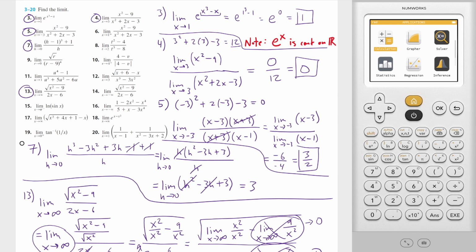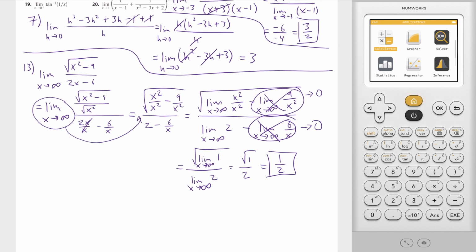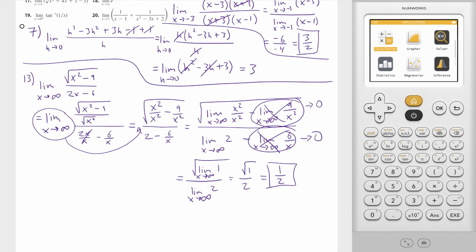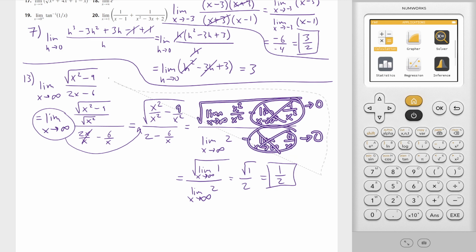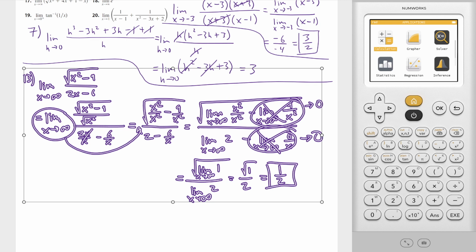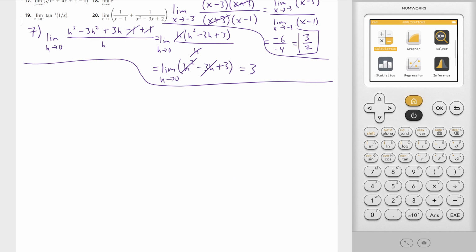Okay, so those are the ones I wanted to revisit. Now let's go down to where we left off last time. I'm going to go ahead and erase some of what I have here, and delete that one, so that I've got more space.